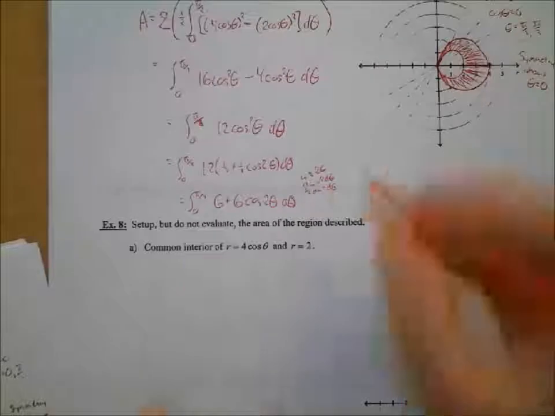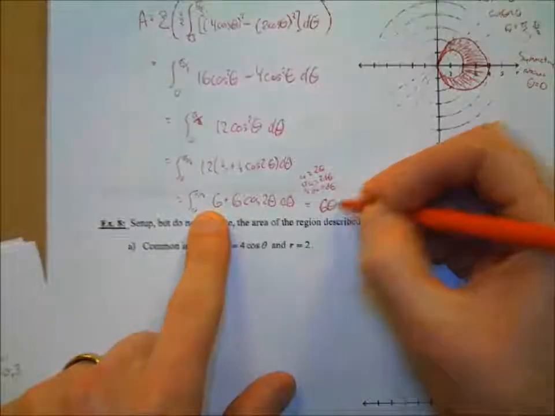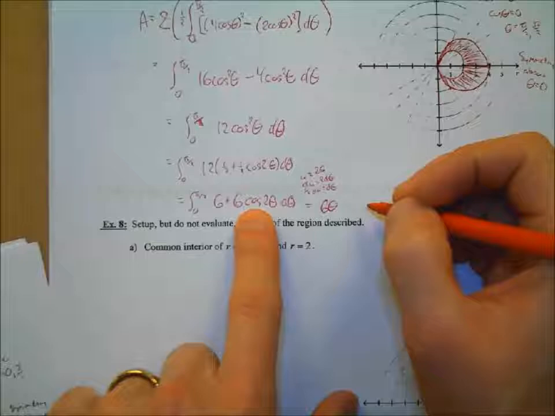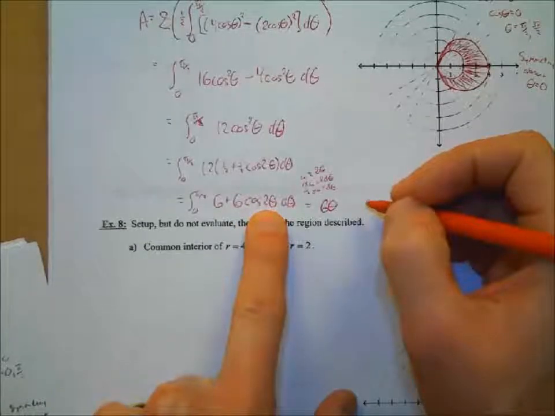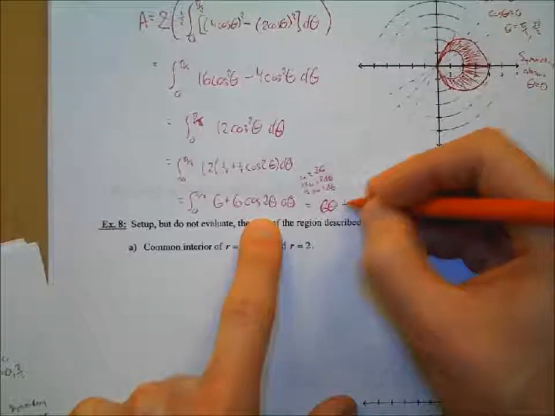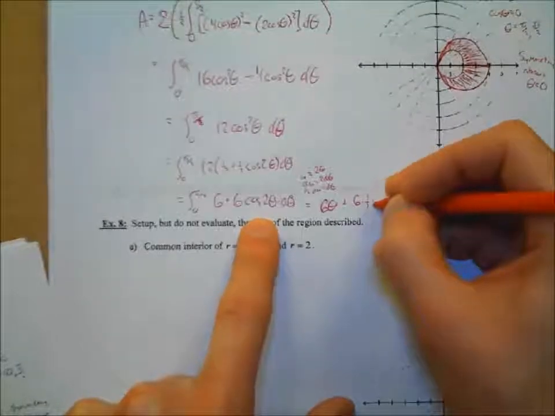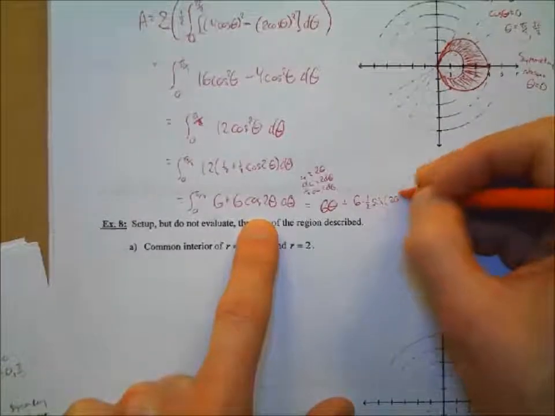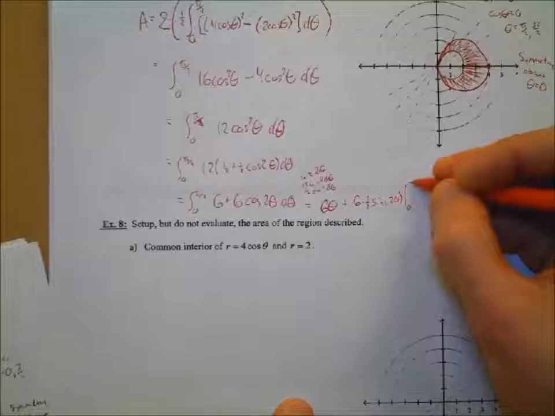Okay, so integrating the 6 would leave us with 6 theta. Integrating the cosine of u, the integral of cosine is sine, but we'll have the 1/2, so it's going to be 6 times 1/2 sine of 2 theta there, from 0 to pi over 2. Why did I put the 1/2 in front?